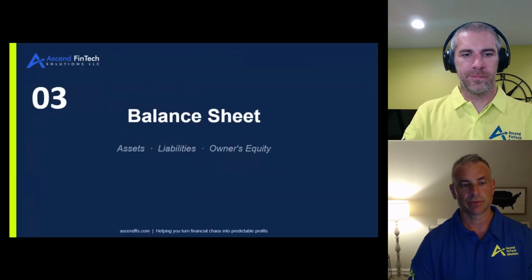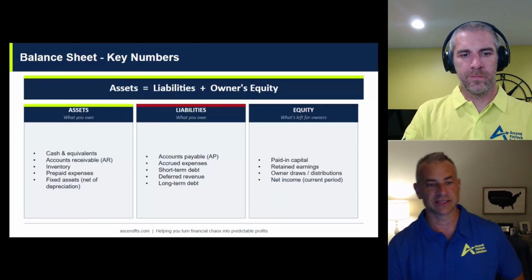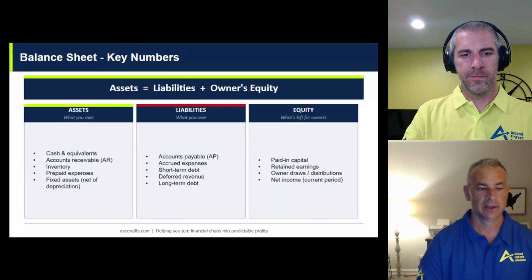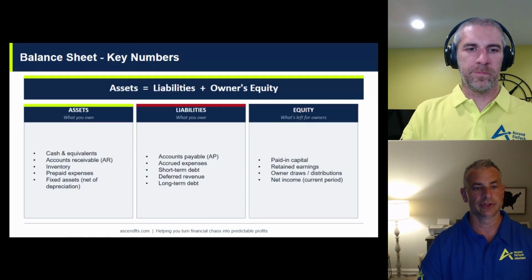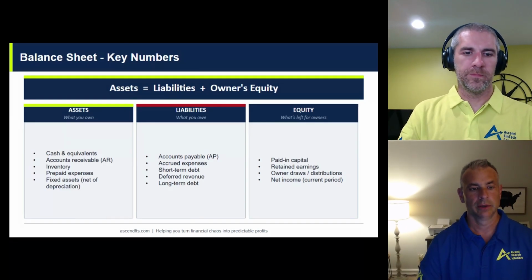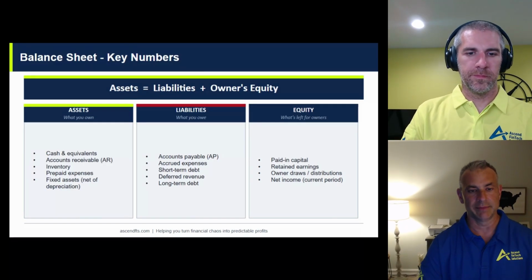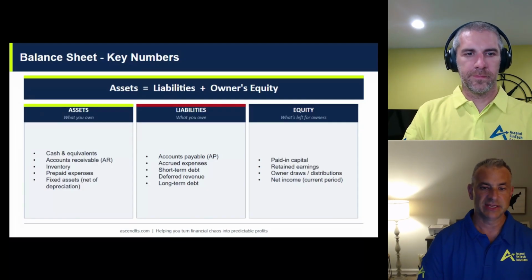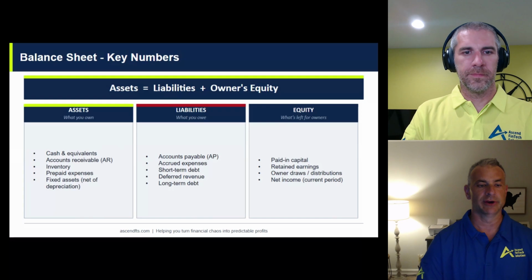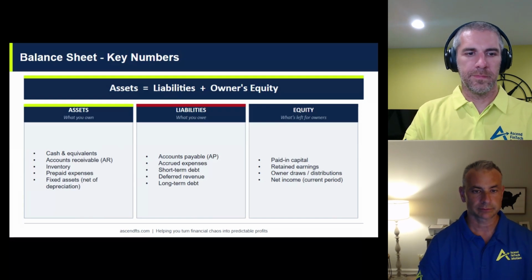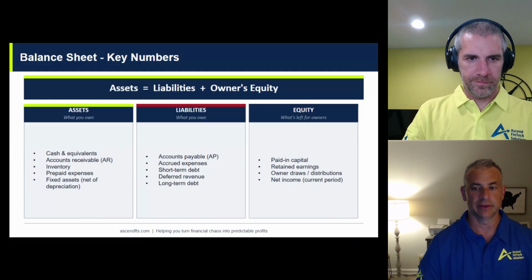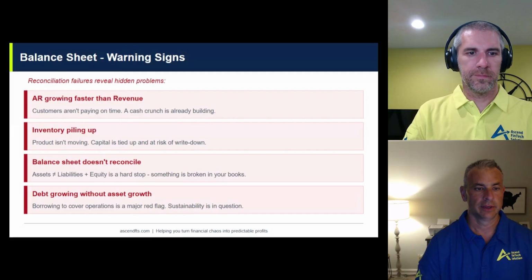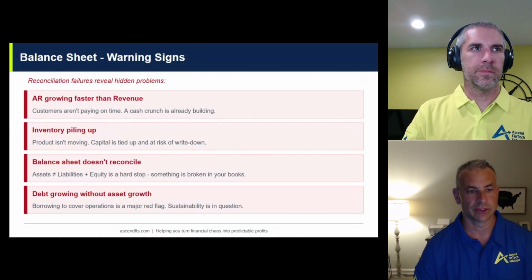Next we'll move on to the balance sheet, which I think is a very key schedule. This is where you're showing what your assets are, what you own, what your liabilities are, what you owe, and equity, which is basically what's left over. It's the difference between your assets and your liabilities. So those are the key areas, and what to look out for.